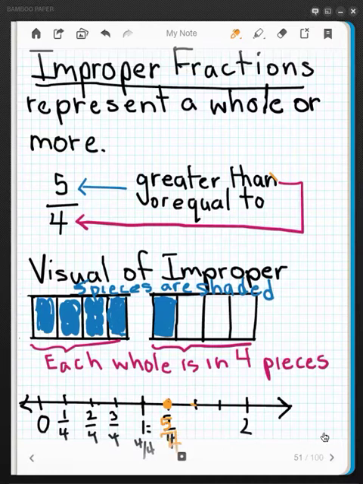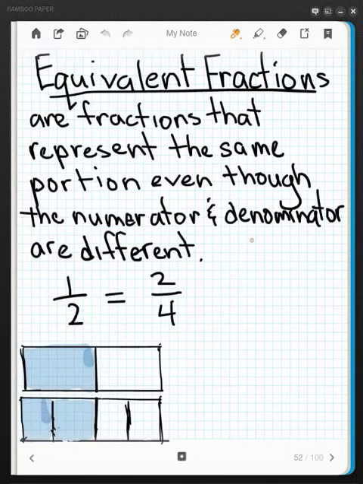All right, now moving along, we're going to talk about something called equivalent fractions. These represent fractions that are the same portion, even though the numerator and denominator are different. So 1/2 is equivalent to 2 quarters. We can look at this visually and see that.